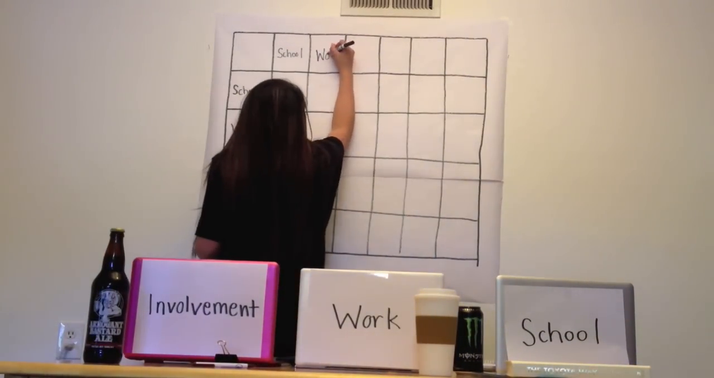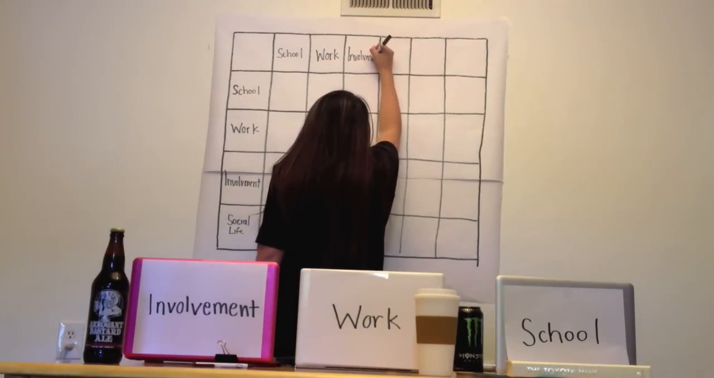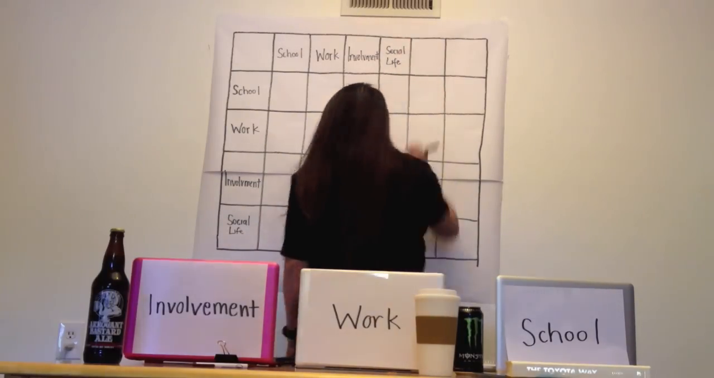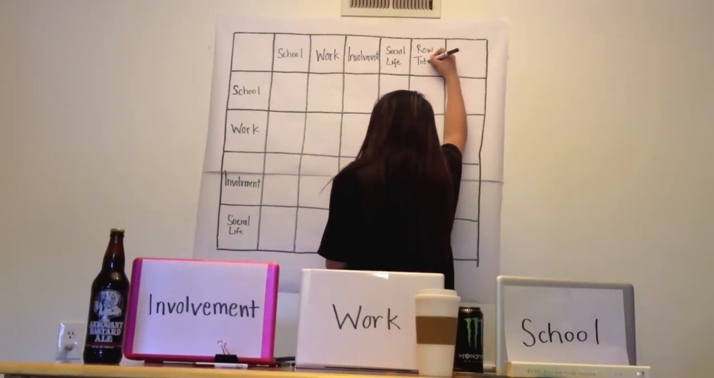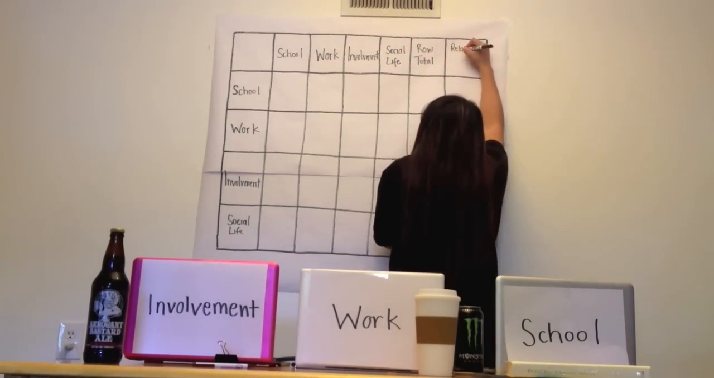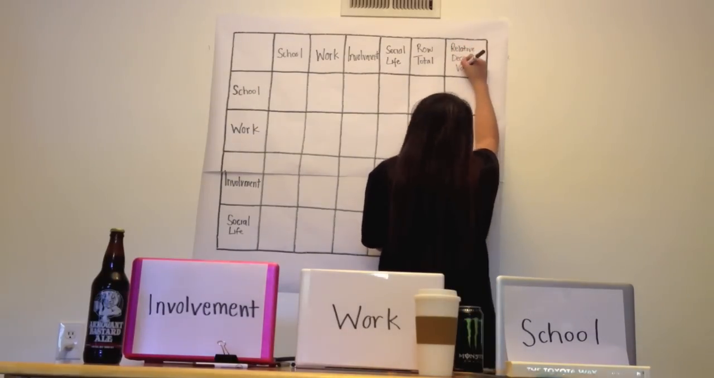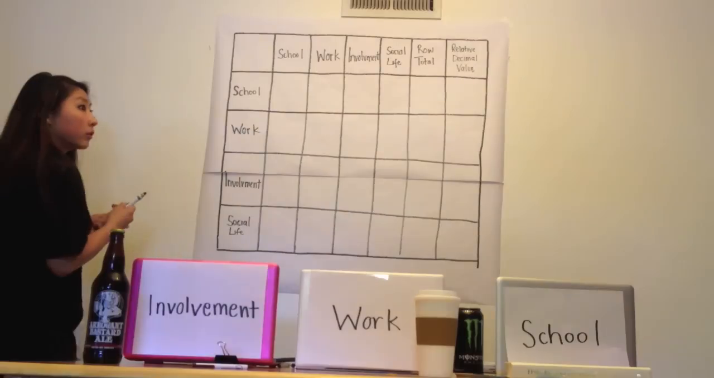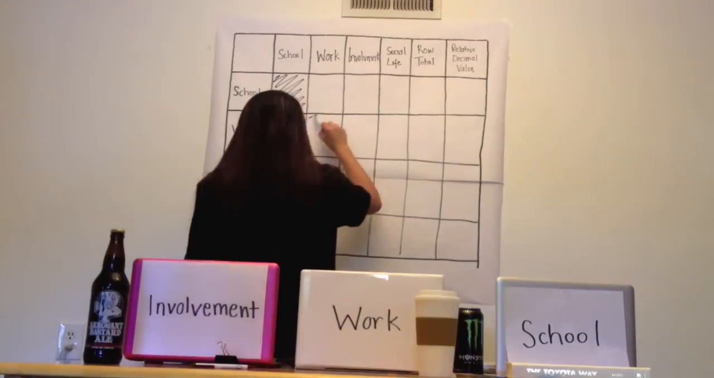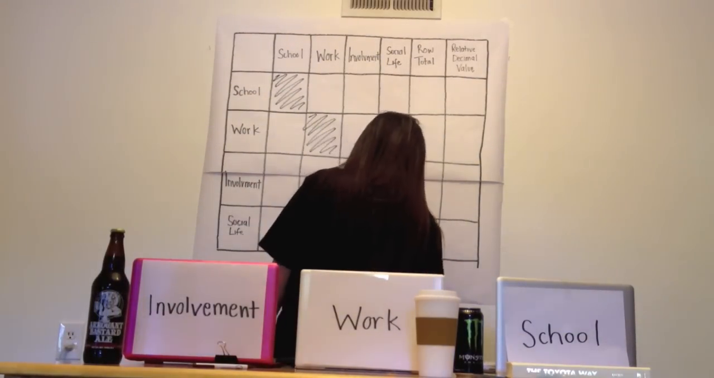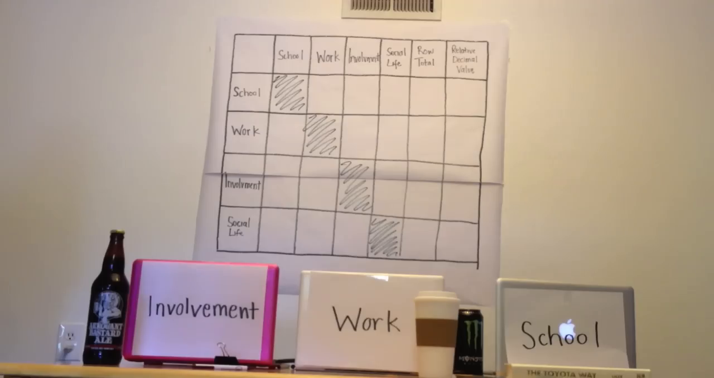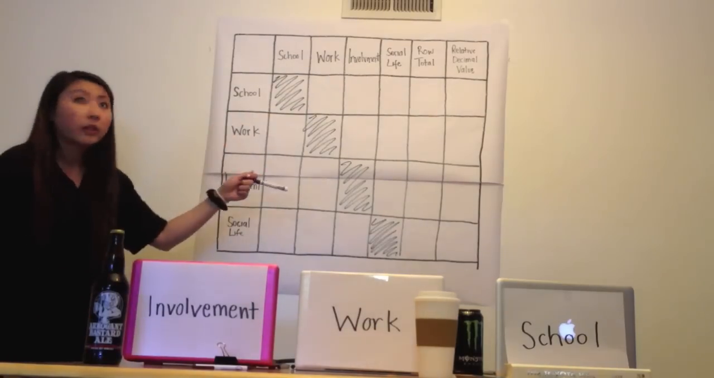Lorraine creates her matrix by adding rows and columns for her different criteria, along with 2 additional columns called row total and relative decimal value. Good job, Lorraine. Because she can't compare school with school or work with work, she fills in the squares as so. So did we. Now it is time to rank the different criteria.